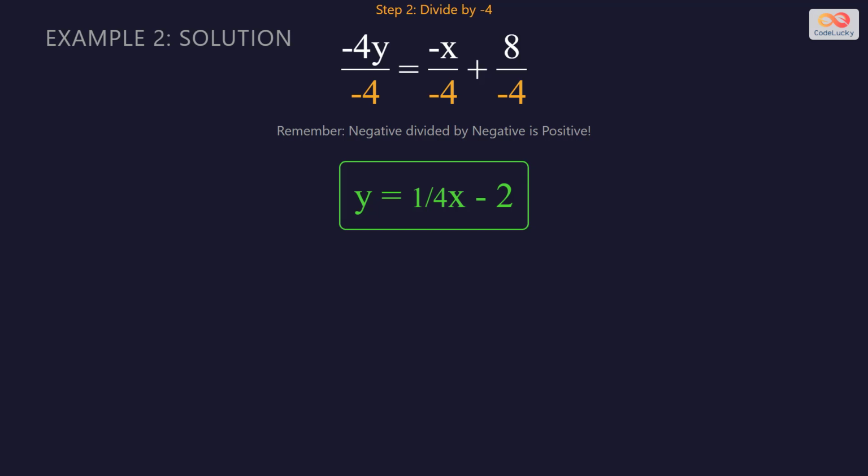To finish, we divide everything by negative 4. Negative 4y becomes y. Negative x divided by negative 4 becomes positive 1/4 x, and positive 8 divided by negative 4 becomes negative 2. So our answer is y equals 1/4 x minus 2.